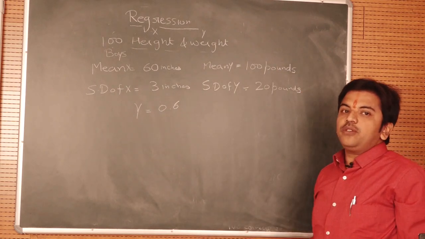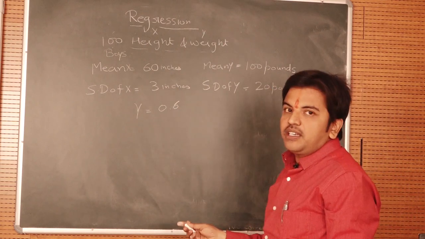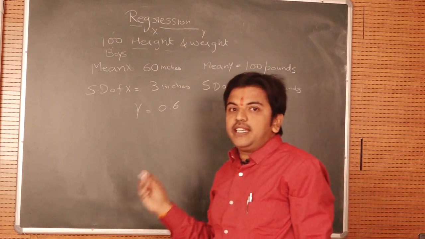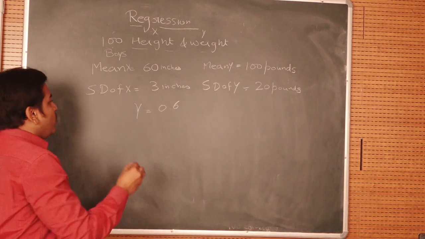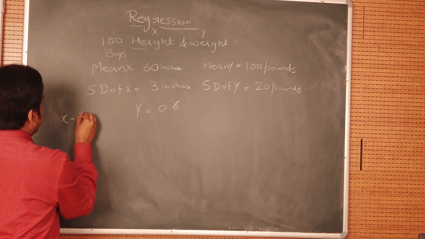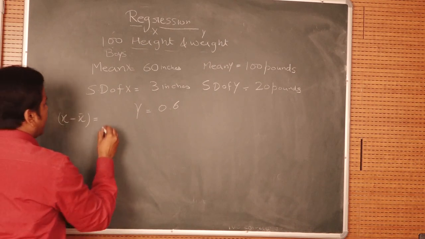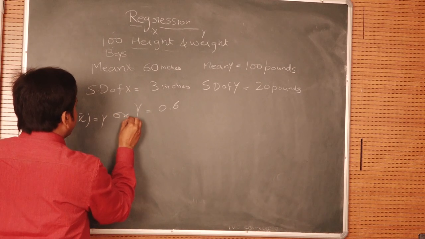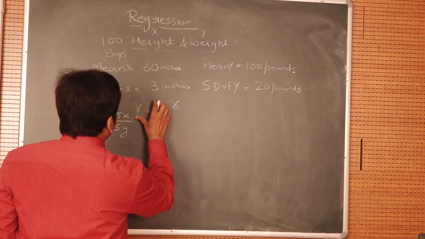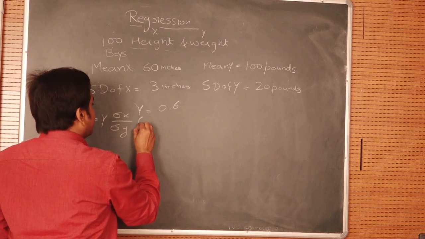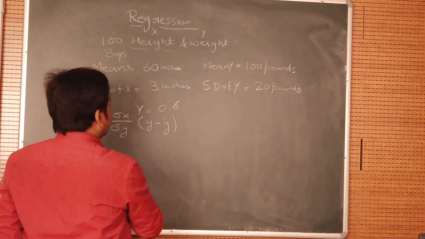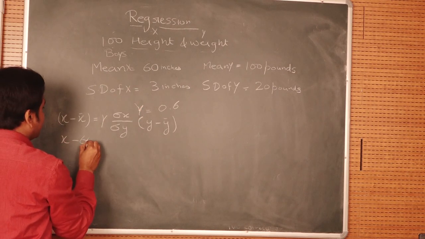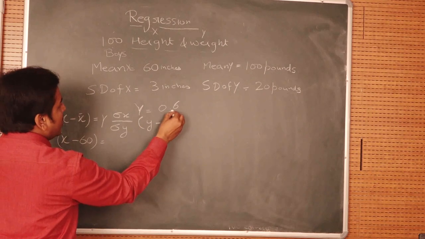So first of all, we are going to apply the data which is being given. The original data we are going to take, and we are going to put this data in the specific formula. The formula, as you all know, is x minus x bar is equal to coefficient of correlation, standard deviation of x upon standard deviation of y, then y minus y bar. So here, putting the values, x minus x bar is 60 inches, is equal to coefficient of correlation 0.6.